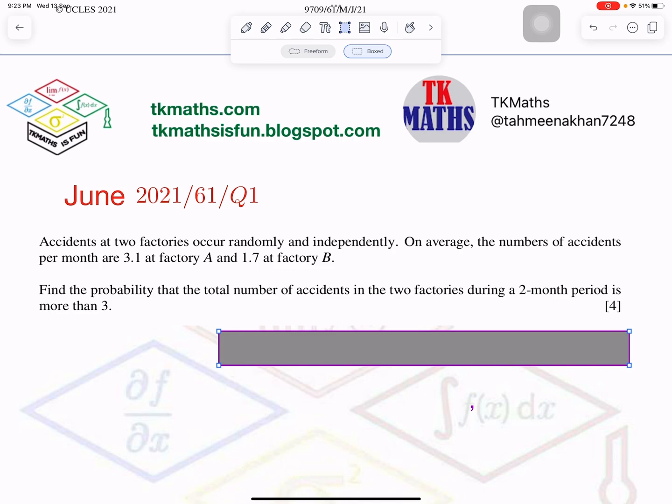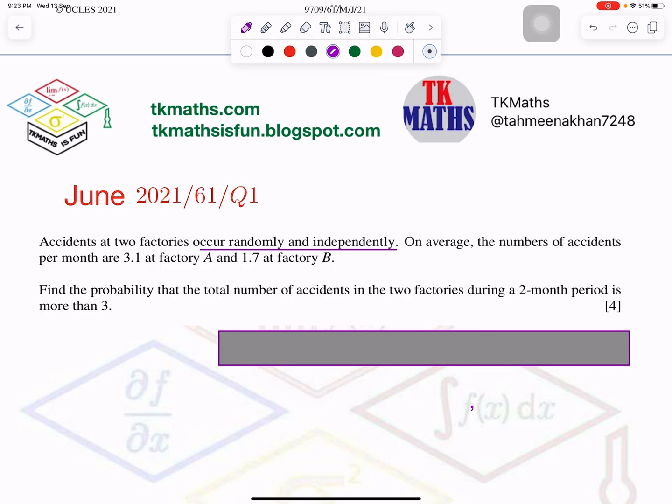In today's video, we will see the concept of Poisson distribution, which is a part of the syllabus of S2 A-level mathematics. I have taken this question from June 2021. The first line says: accidents at two factories occur randomly and independently. This is the condition of the Poisson distribution. There are 4 conditions, and it is often asked in the exam. We can see 2 conditions here: randomly occurring and independently occurring.